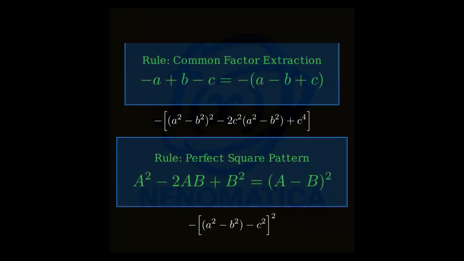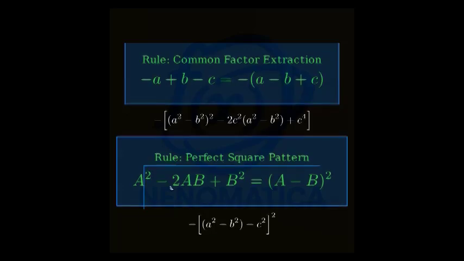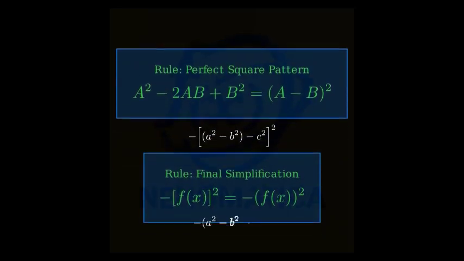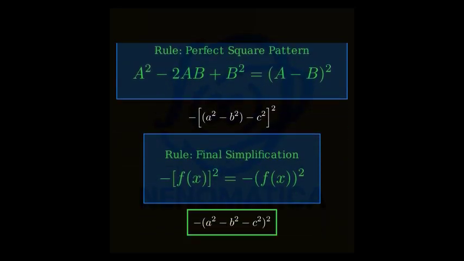Finally, in step 7, we can simplify our expression by dropping the brackets on the square. Our final answer is negative times the quantity a squared minus b squared minus c squared, all squared.